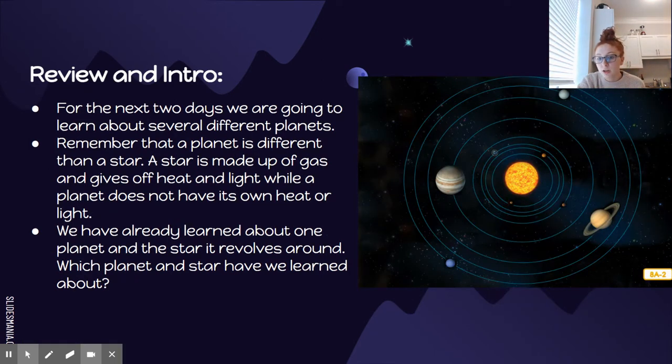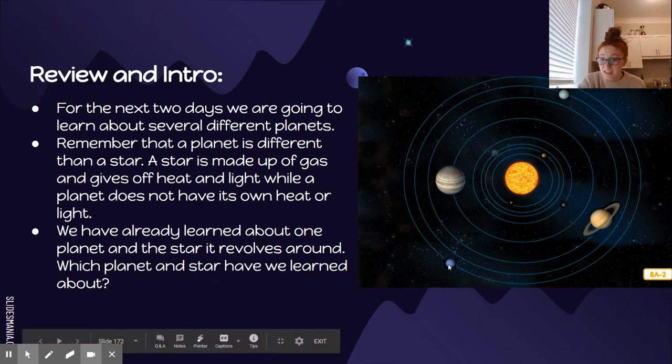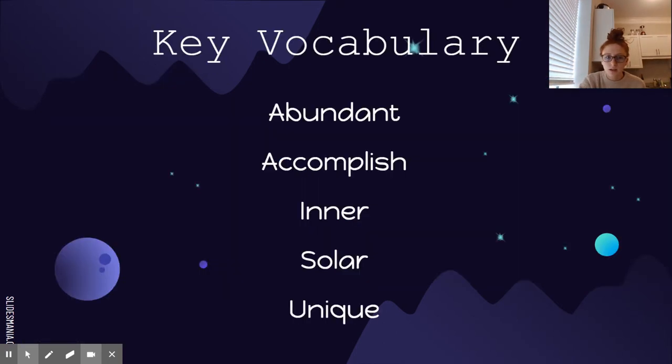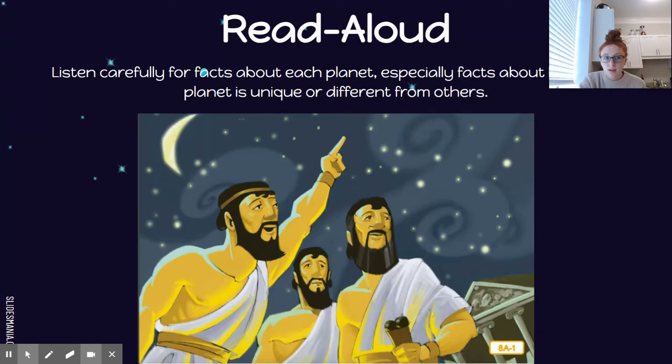Okay, if we look at this picture, we can see the sun. And then 1, 2, 3, 4, 5, 6, 7, 8 other planets that also seem to have orbits around our sun. Let's see if that's right. Remember our key vocabulary: abundant, accomplish, inner, solar, and unique. Listen carefully for facts about each planet, especially facts about how each planet is unique or different from others.